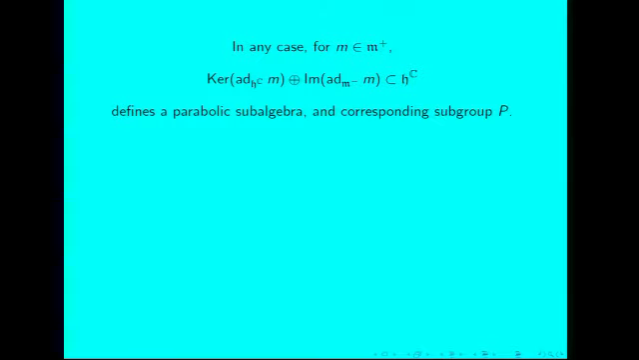What happens in any case, tube or non-tube, is that for any element of M plus, if we consider the kernel of the adjoint representation plus the image of the adjoint representation in the correct pieces to get something inside H C, this defines a parabolic subalgebra and a corresponding subgroup P. This is nothing special.